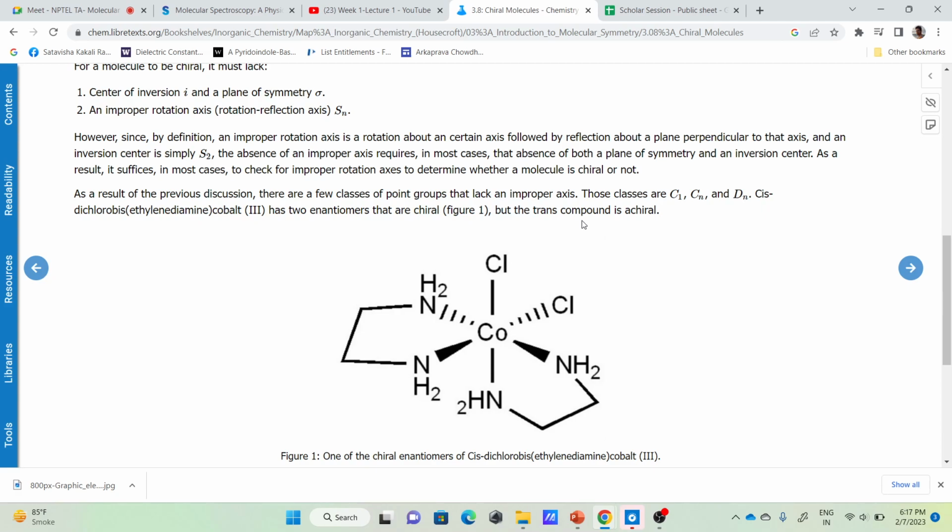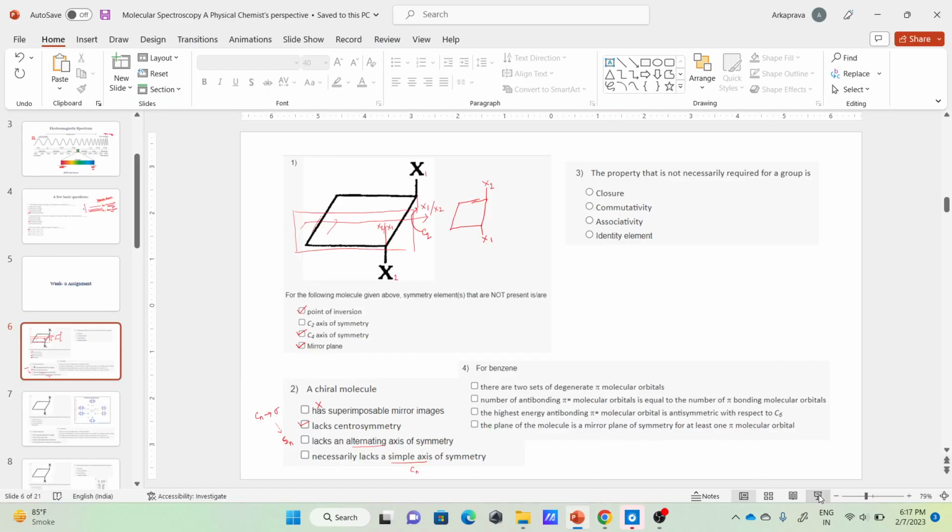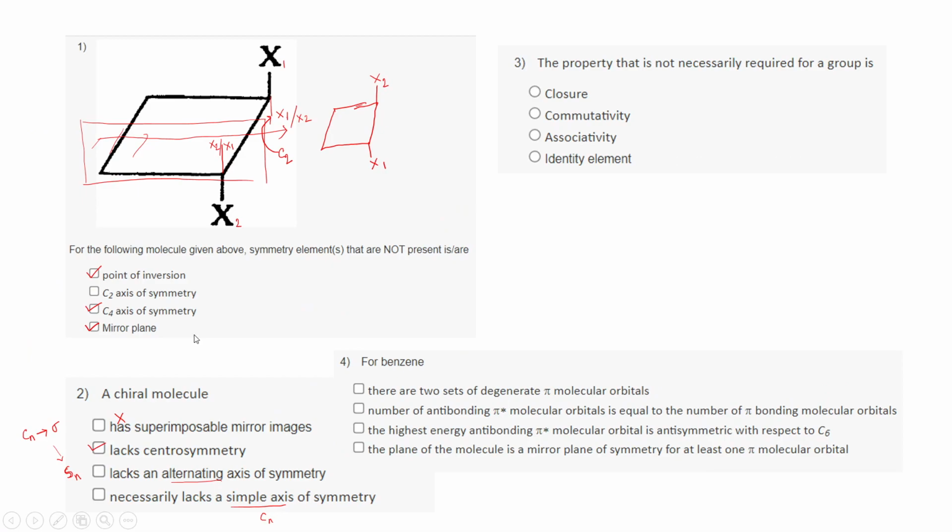So I will not confuse you much here. This will all be discussed in the future lectures, so I will not take too much time here. To make it clear, it will lack an alternating axis of symmetry. If it doesn't, then it will actually be an achiral molecule. If I get some more time at the end, I will take an example and try to discuss it. Okay? So what is that answer? Necessarily lacks a simple axis of symmetry.